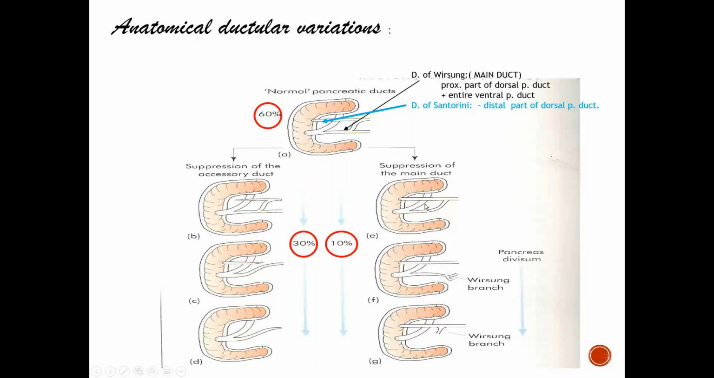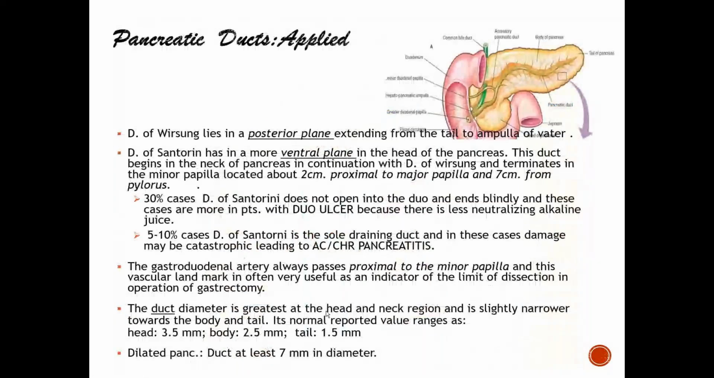So there are three parts to the separation of the main duct: disconnection, or the duct of Wirsung absent except for the proximal-most part. Separation of the accessory duct means either the duct of Santorini does not connect to the minor papilla, or it connects to the minor papilla but there is no connection with the main duct, or it is absent totally. So these are the variations in the ductal system of the pancreas, which have an important role to play in applied diseases, right?